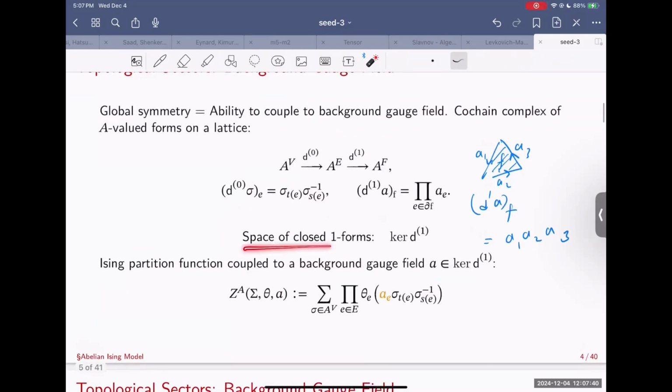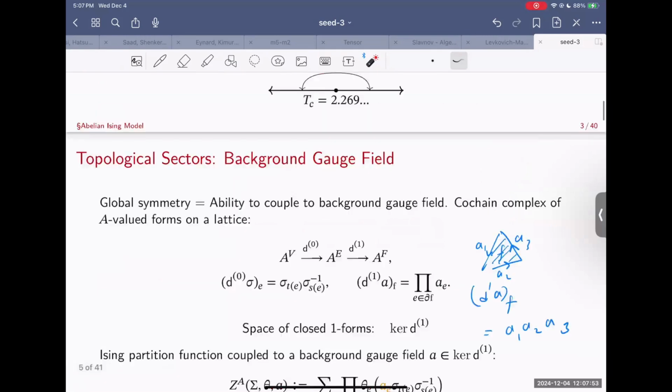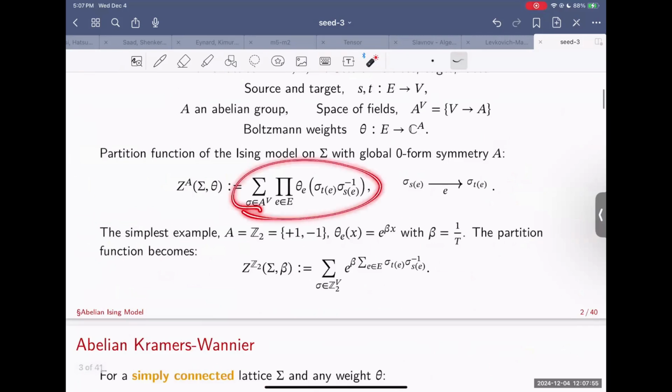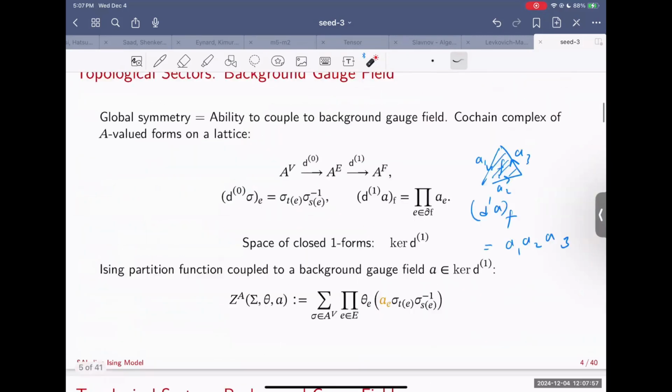Now, the space of closed one forms is the kernel of d1, and these are going to be my background connections. And the Ising partition function coupled to a background gauge field A is simply a modification of the original Ising partition function by the insertion of this gauge field at each edge. That's all.